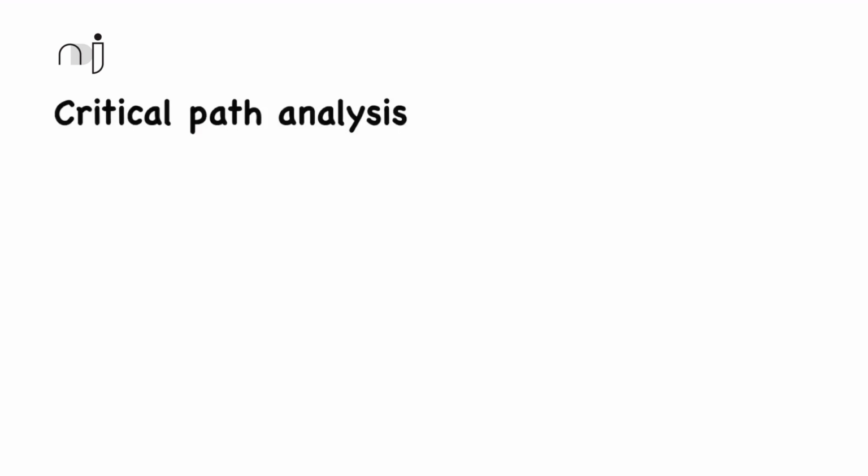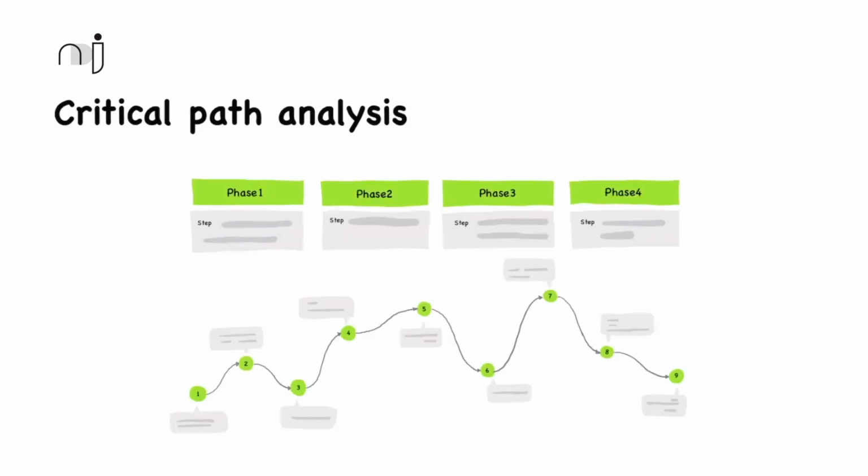Let's dive into 5 popular prioritization methods. Starting with critical path analysis. This approach uses the journey map to identify negative emotion states or pain points in the user's journey. By conducting a critical path analysis, we can pinpoint the most critical pain points and narrow them down to the must-haves. The main focus of the critical path analysis is to identify tasks that are absolutely necessary for achieving the project's goals.